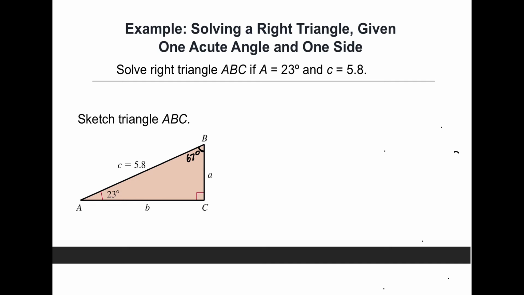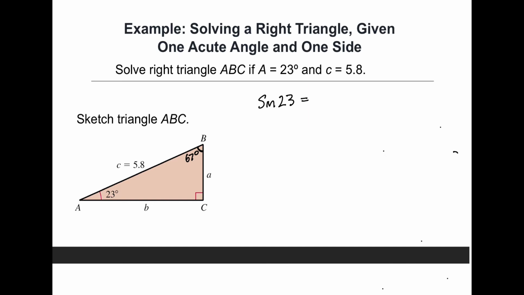So if you go to the mode button on your calculator, which for the TI-83/84 is near the top, hit mode and then scroll down till you see radians and degrees, and switch it over. Make sure it's in degrees, that it's highlighted. Then let's write out a trig function. So sine of 23, I'm just going to start with the angle there that I know, is opposite over hypotenuse, so that's A over 5.8.